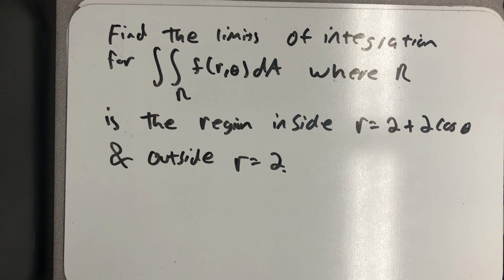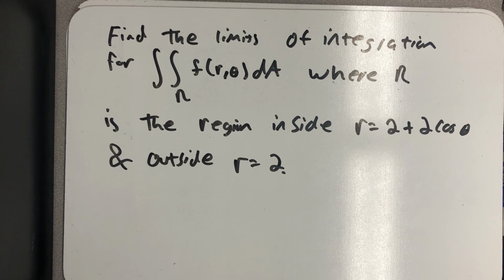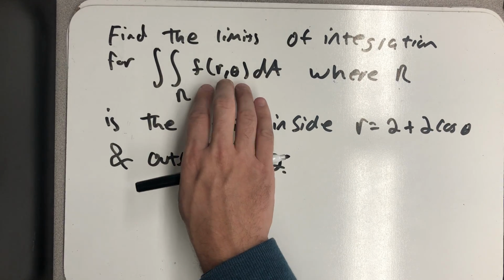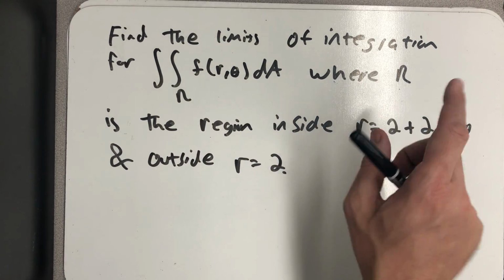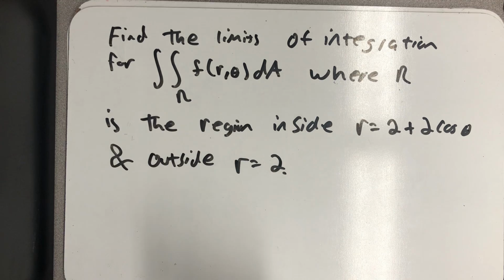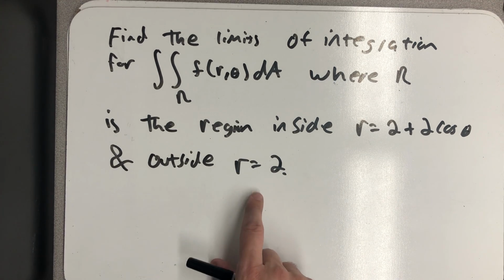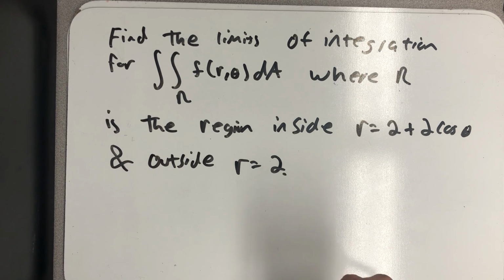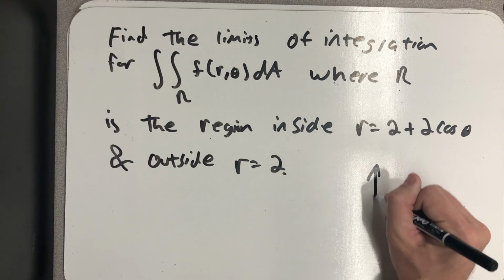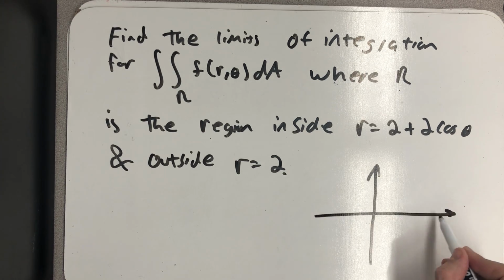We are asked now just simply to set up some limits of integration for a double integral of some function that we don't know, f of r theta, over a region R that lies inside a cardioid, 2 plus 2 cosine theta, and outside the polar equation r equals 2, which is a circle of radius 2 centered at the origin. So let's sketch our region.